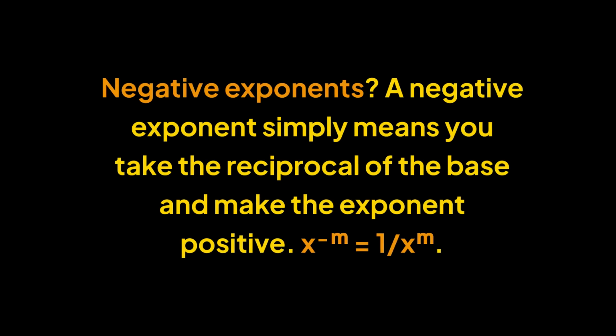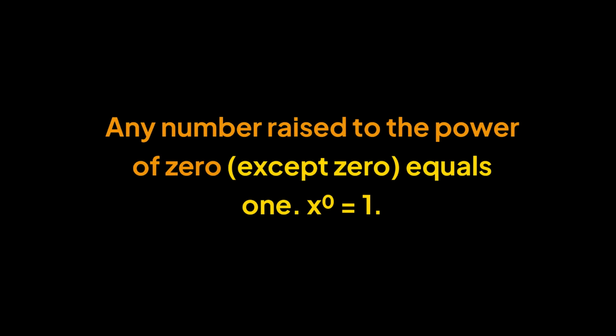A negative exponent simply means you take the reciprocal of the base and make the exponent positive. x raised to power minus m equals 1 by x raised to power m. Any number raised to the power of 0, except 0, equals 1. x raised to power 0 equals 1.